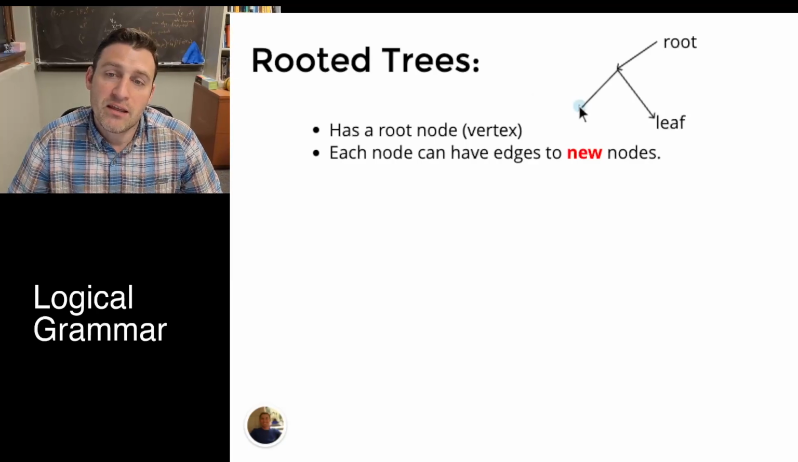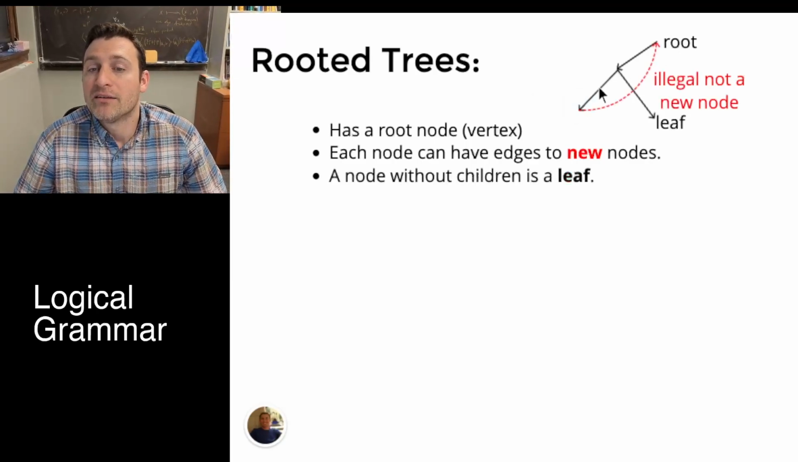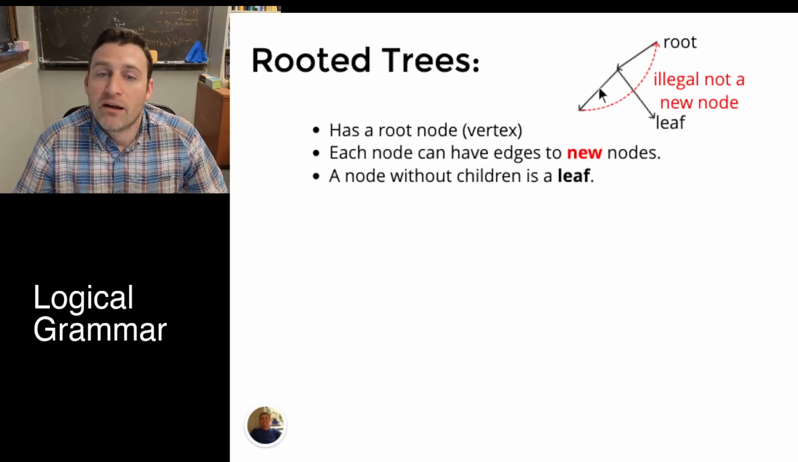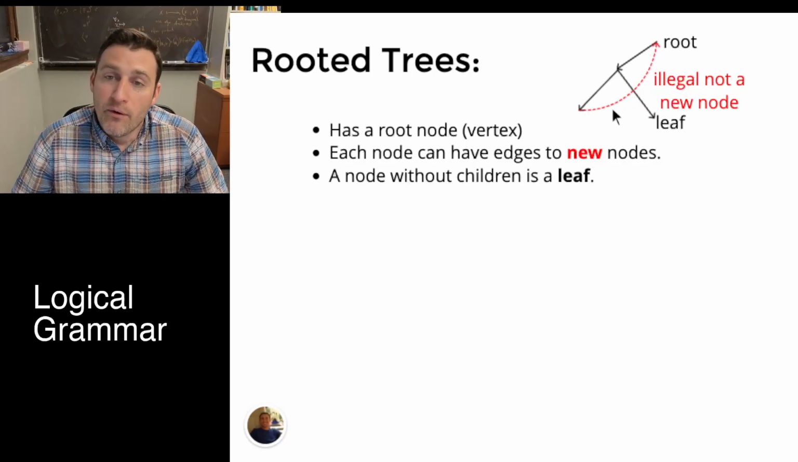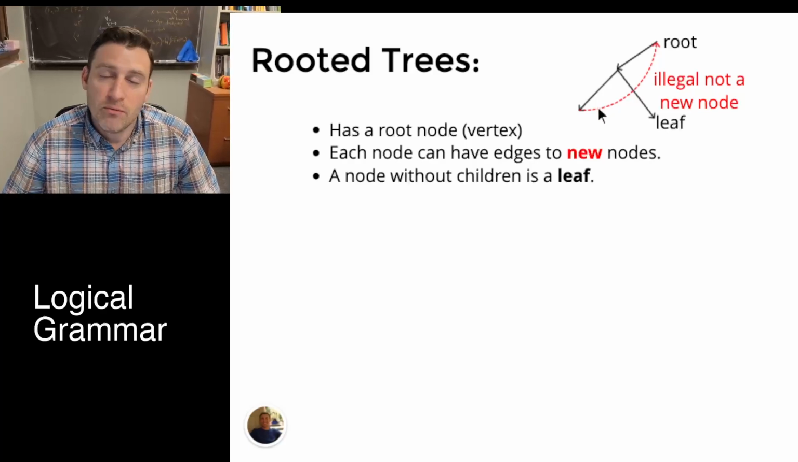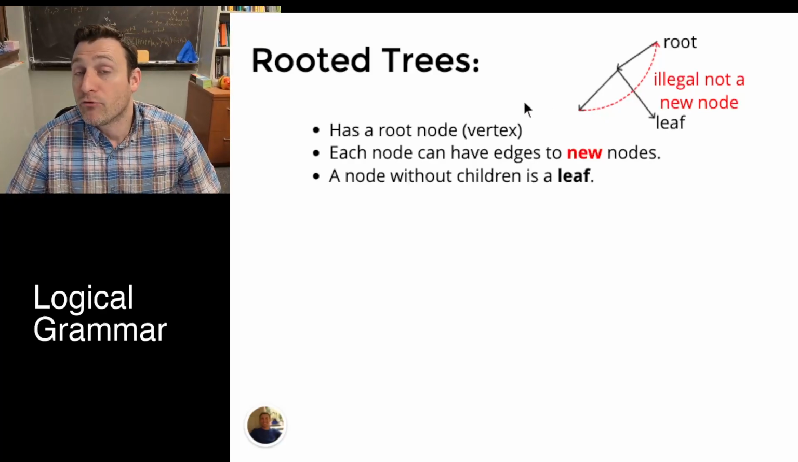I can't take this edge and connect it back to an existing node, like that. If I did that, I would violate this second rule. It's not a new node. And you can see what this starts to do. If I insert a path back to something I've already seen, now I can start to go in circles. It means that I don't have a predictable way to get from one point to another.